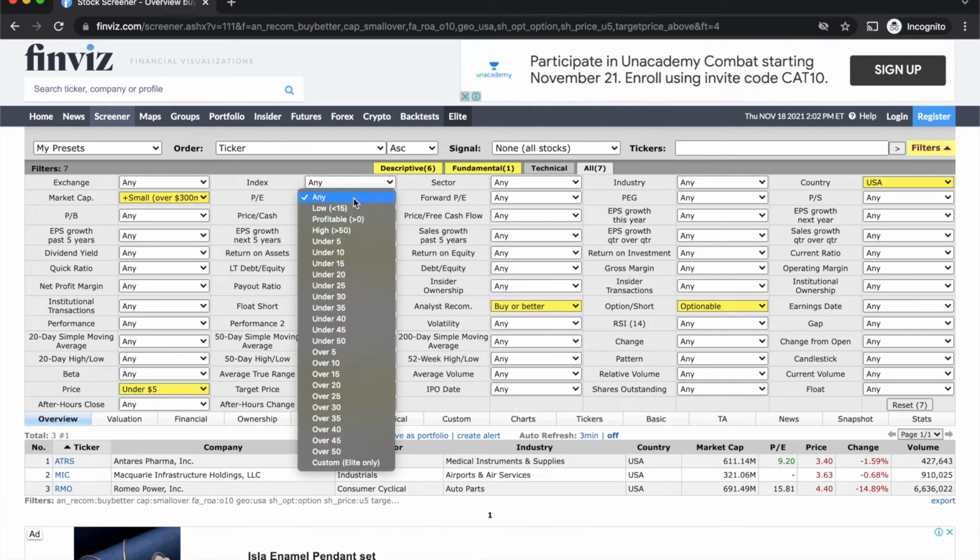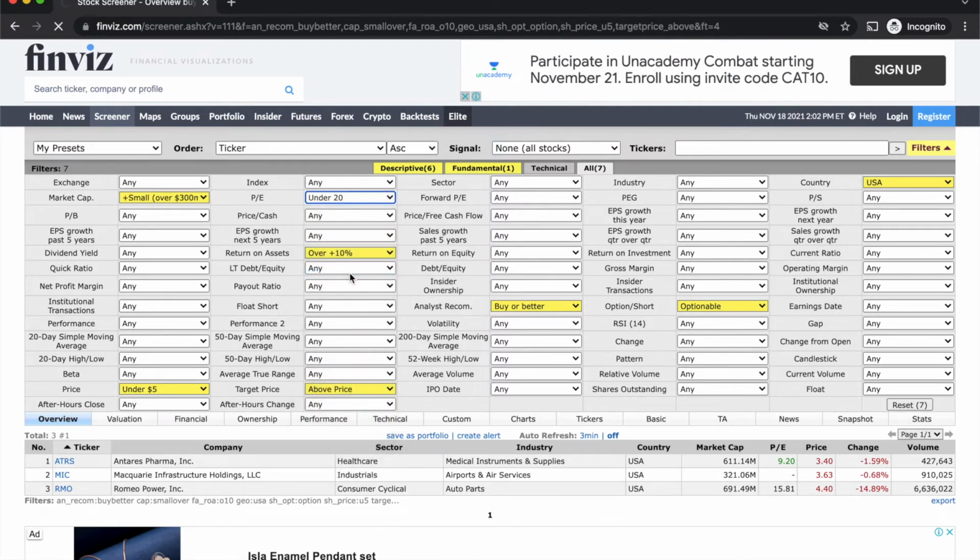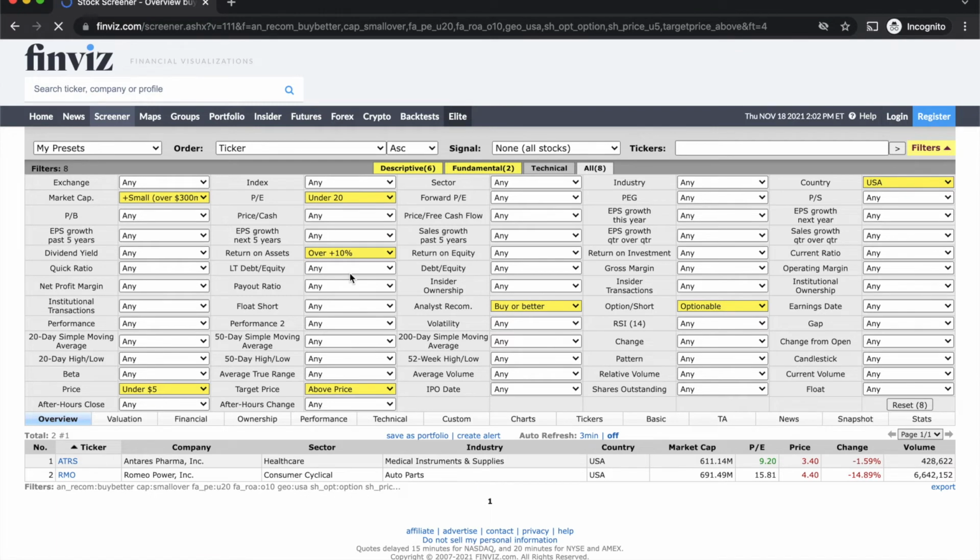At the same time, you'd want to select stocks which are trading cheap, which are not very expensive. Price to earnings is a measure of how expensive the stock is. So I'm going to select under 20. What this is basically going to do is it's brought up only two stocks over here.